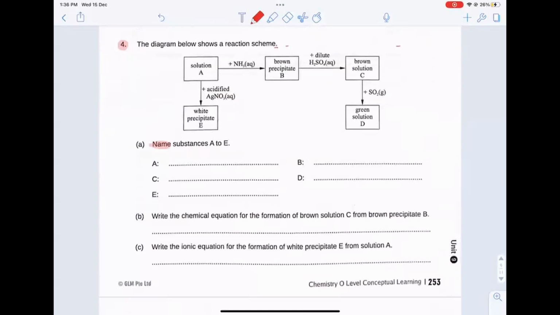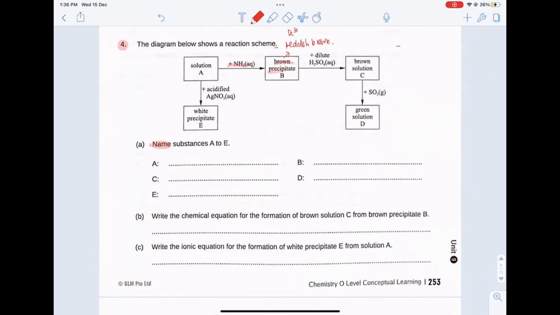Let's see what happens. So solution A, when I add aqueous ammonia, I will have a brown precipitate B. So brown precipitate, what does this tell us? There's one thing that rings a bell in the aqueous ammonia chart. The only thing that's more similar to brown would be reddish brown, and that would be when you have Fe3+ present. Okay, let us confirm whether this is correct, because over here they didn't say reddish brown, they said only brown.